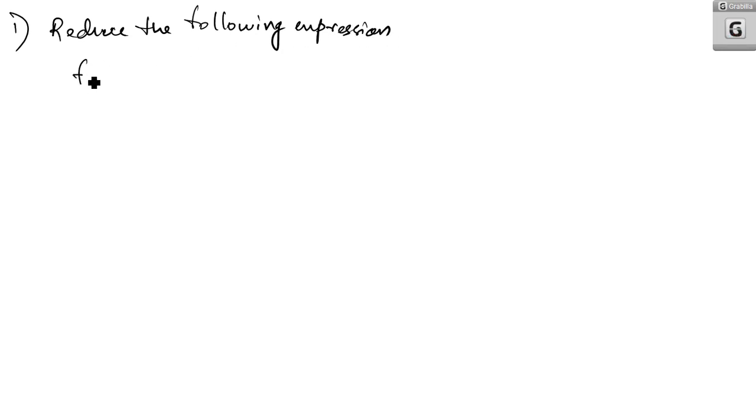Coming to the first question. Reduce the following expression. So F is equal to sigma m 0, 2, 3, 4, 5, 6. Okay, so here you have only up to 6.